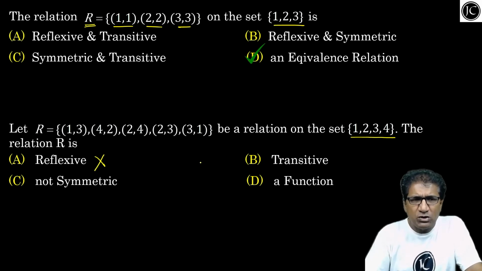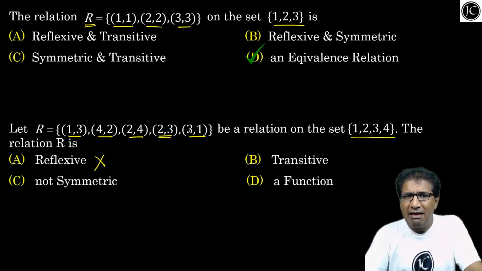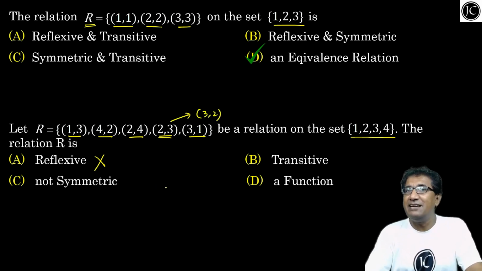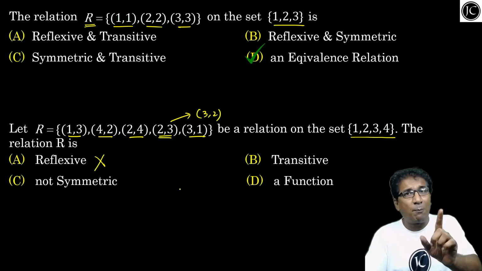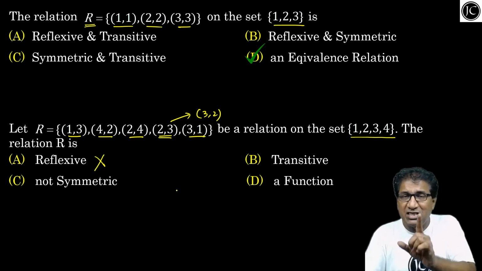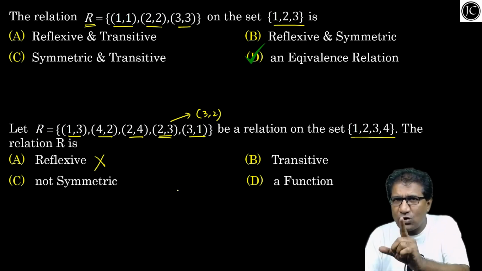Now is it symmetric? Let us see. (1,3) is there, (3,1) is there, (4,2) is there, (2,4) is there. But (2,3) is present in R, and we do not have (3,2) present in R. Hence, it is not a symmetric one. Hence, option C is correct. But still, we will check whether it is transitive or not.